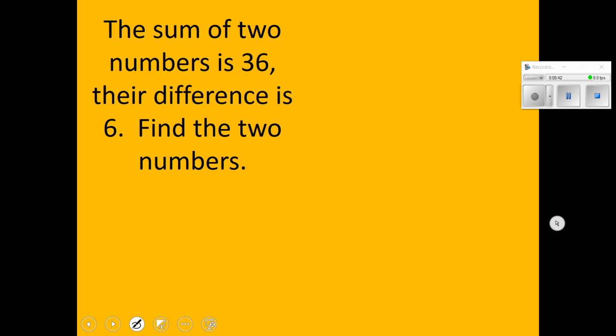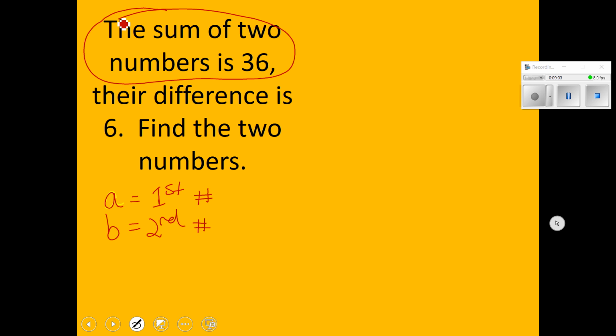So if I'm comparing two numbers, that means let's use, I don't know, A and B this time. Let's say that A is the first number and B is the second number. So let's take each piece. The sum of two numbers is 36. How would we write that?